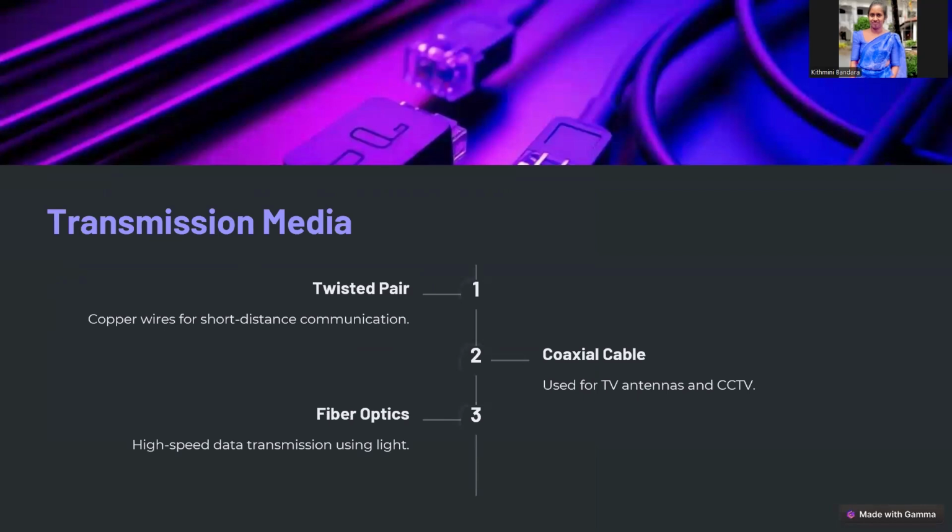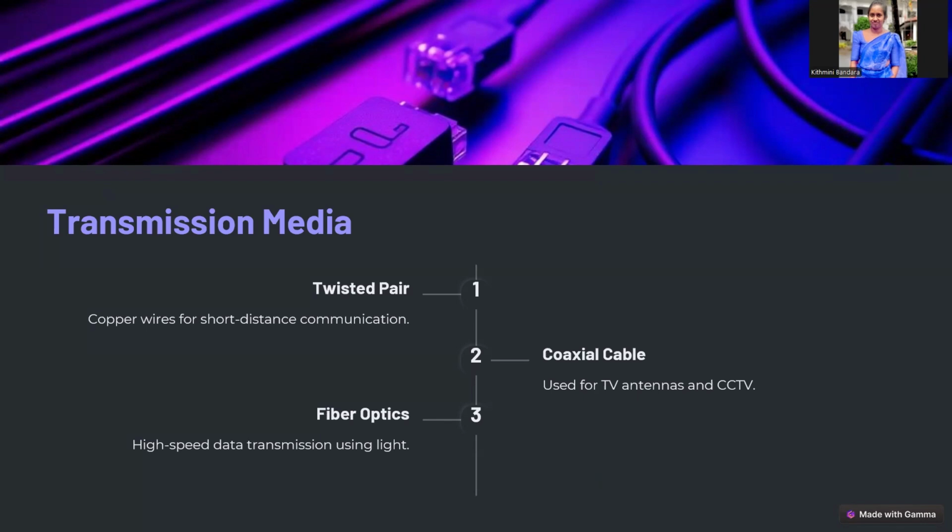Let's talk about how data travels. There are two main types of transmission media: guided media and unguided media. Guided media means wired media. That includes cables like twisted pair wires, used in telephone lines. Then coaxial cables, used for TV antennas, and fiber optic cables, used for high-speed internet.